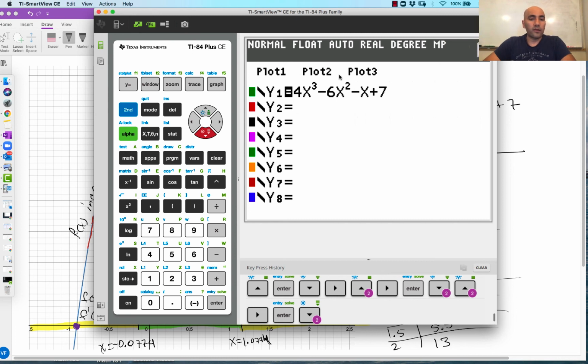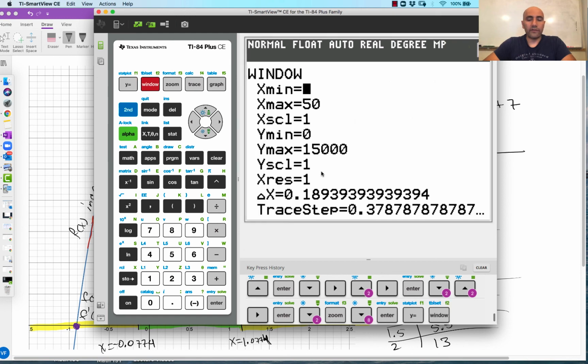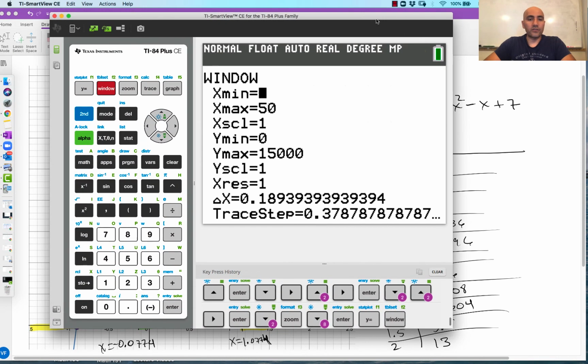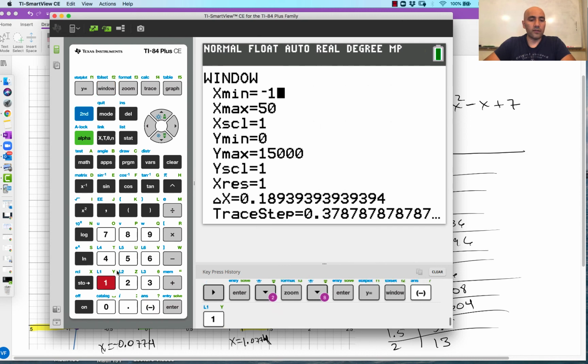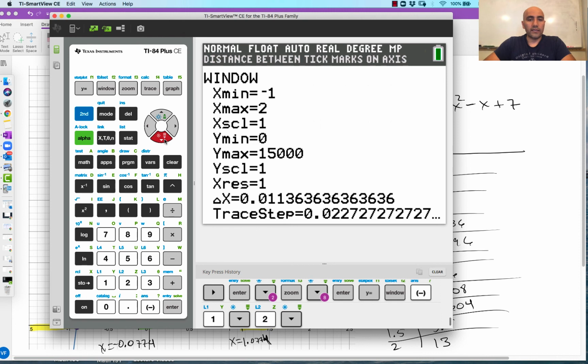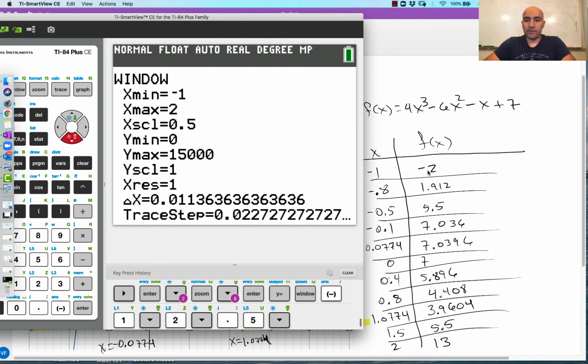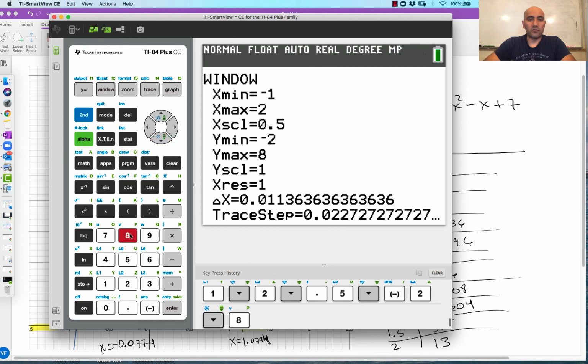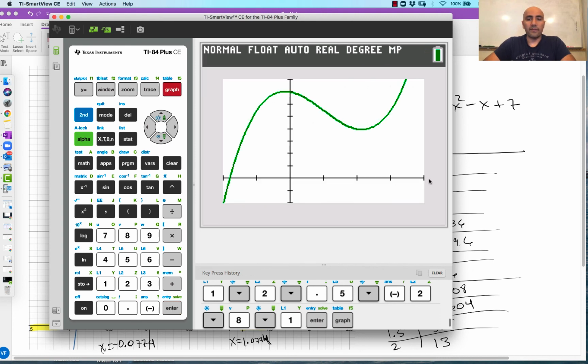Good. Okay, so now we want to graph it. So next let's go to window, and we already have a pretty good sense of the dimensions that we want to graph based on our table. It looks like -1 to 2 are good choices for x: a minimum of -1 to a maximum of 2. And let's go by scales of 0.5. And then the y's, again, looking at our table, looks like maybe -2 all the way up to a little bit past 7. How about 8? So -2 to +8 seems to be a good choice. Again, let's go by multiples of 1 this time. Enter. And now hit graph. And there's our graph. Okay.